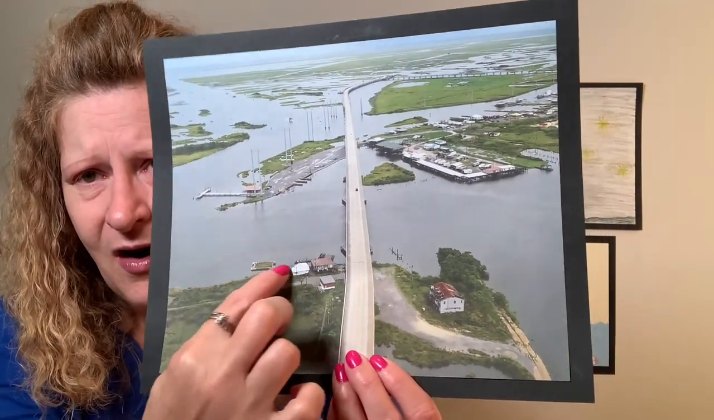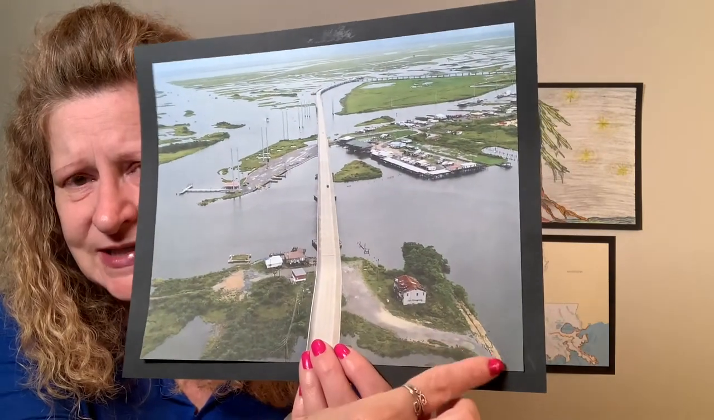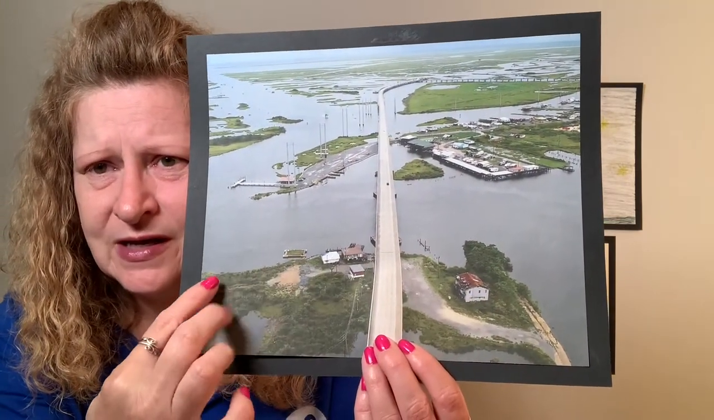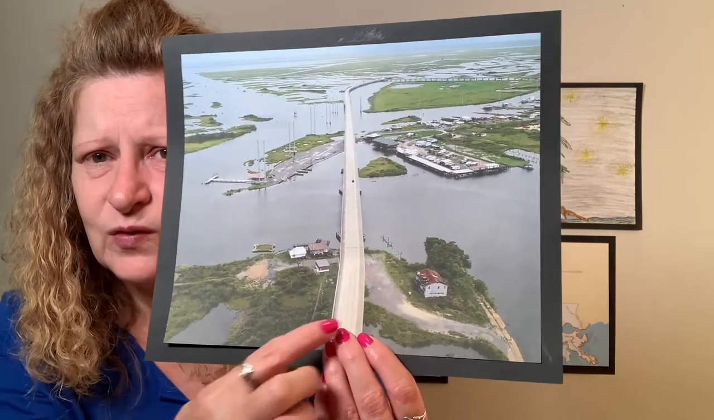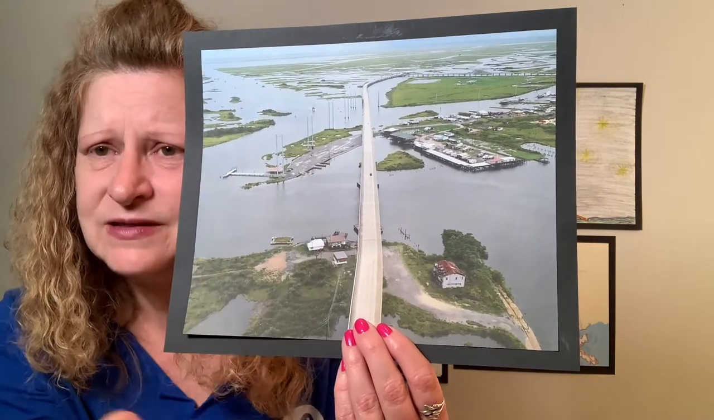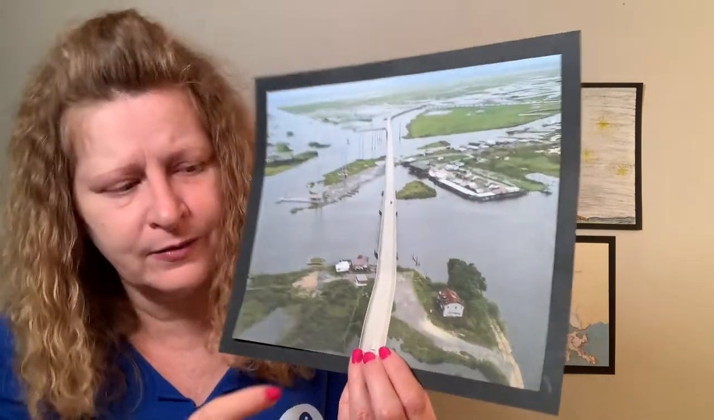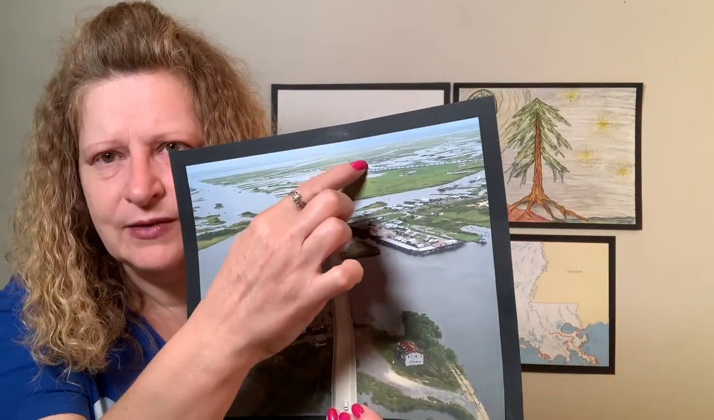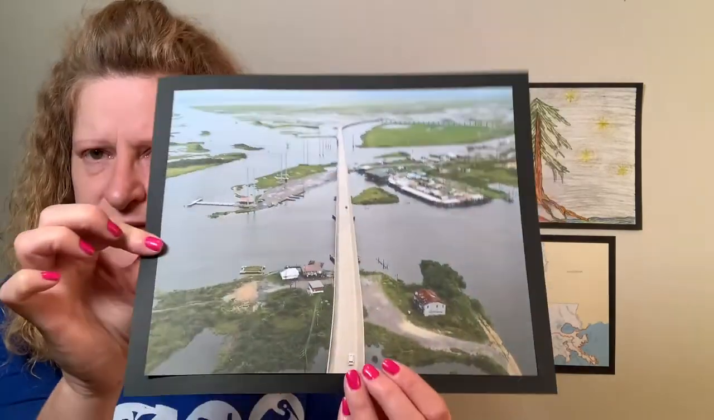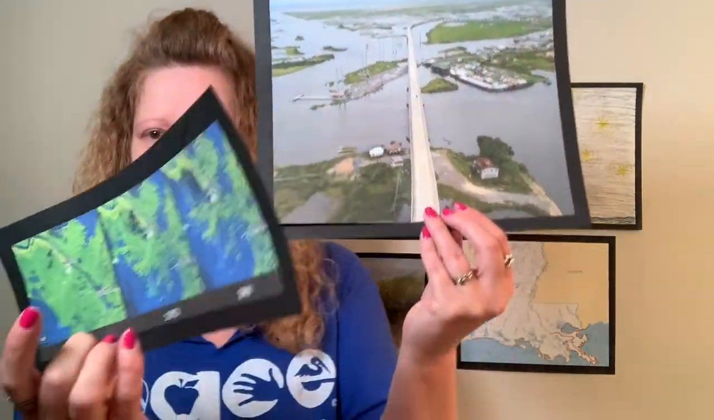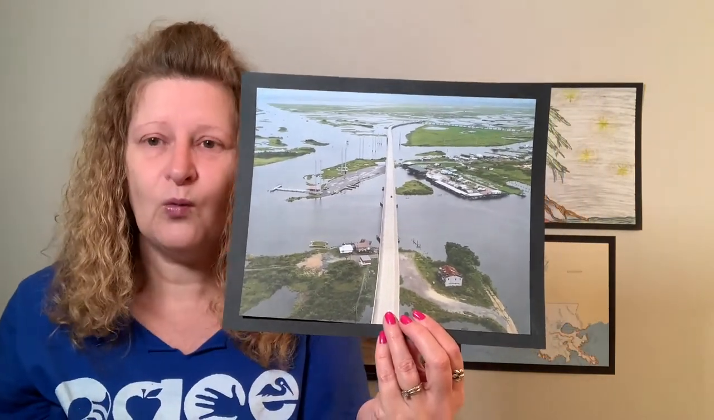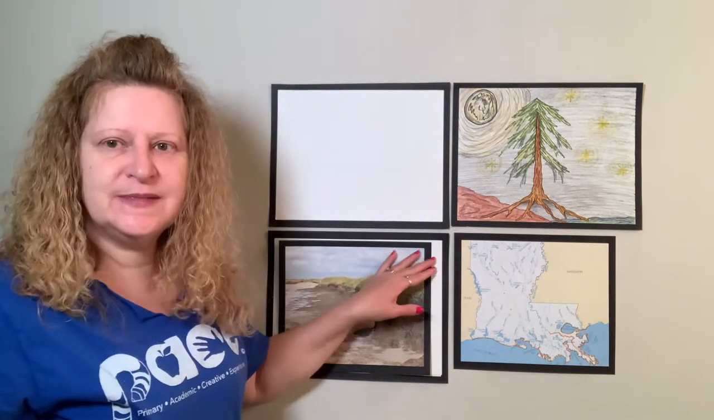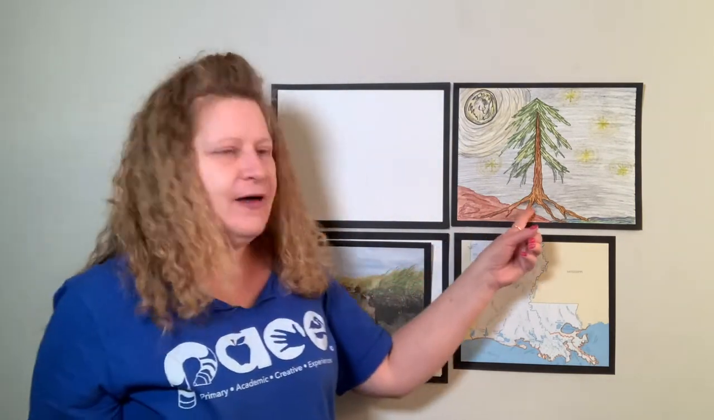Look at here. These houses along the edges, as that coastal erosion starts to eat away the land, or the land starts to be covered with water, the people that live in these houses will have to move to higher ground. And of course, this is a really big bridge. But you can see the changes from here, where there is lots of land, to here, where it is mostly water.